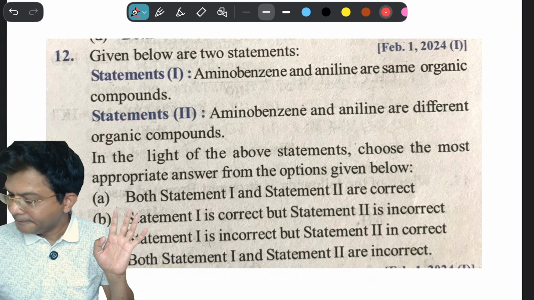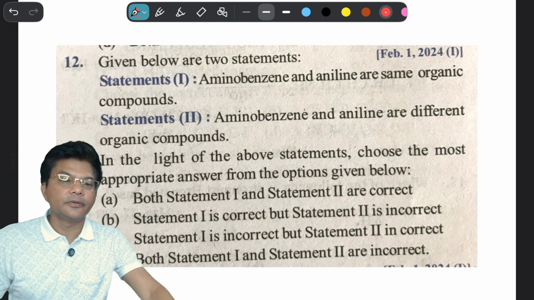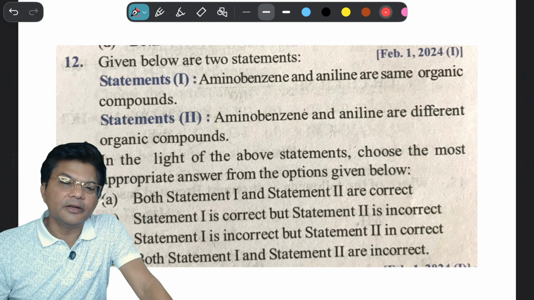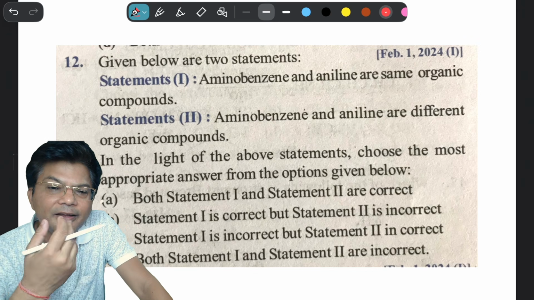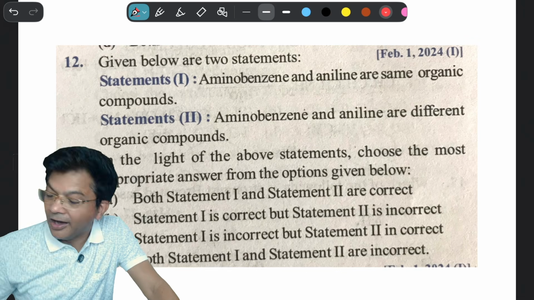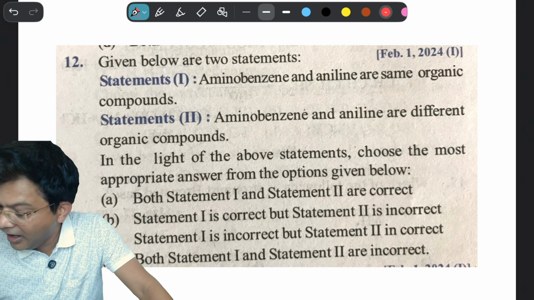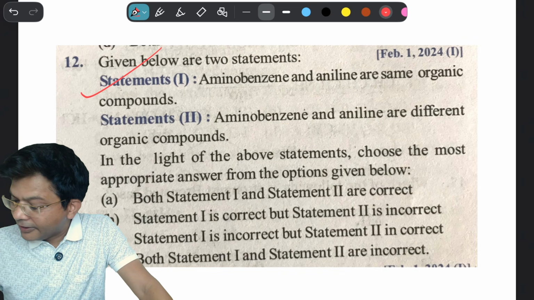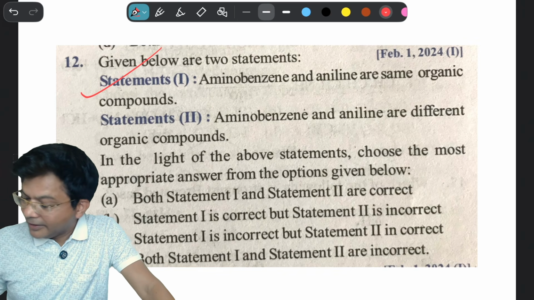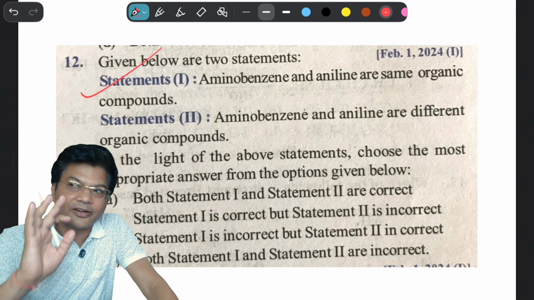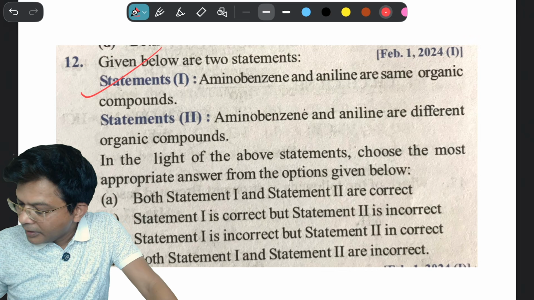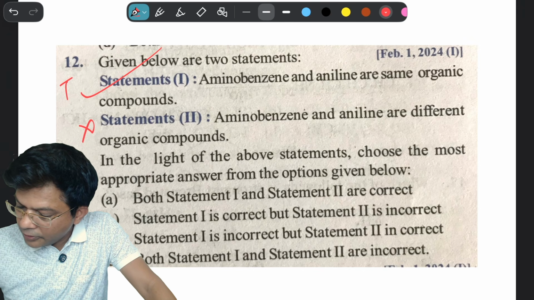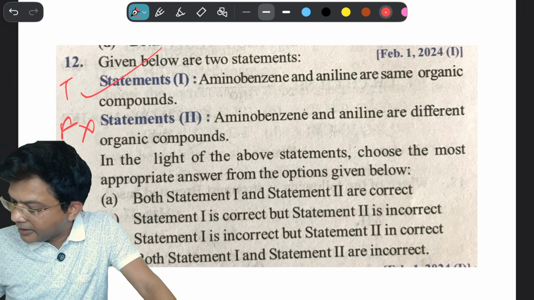Now, question number 12. Aminobenzene and aniline. What is aminobenzene? Aminobenzene and aniline are the same. Aminobenzene and aniline are different organic compounds. No, they are the same. It seems some team has made a mess in assertion and reasoning. This is false. That is true. This is false. True and false. Let me check. Has the answer been given wrong here too?